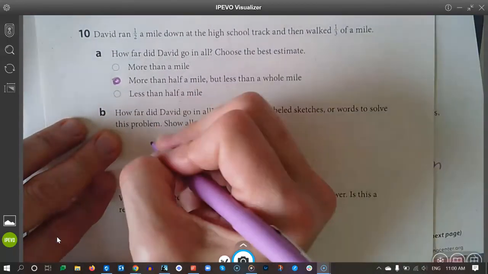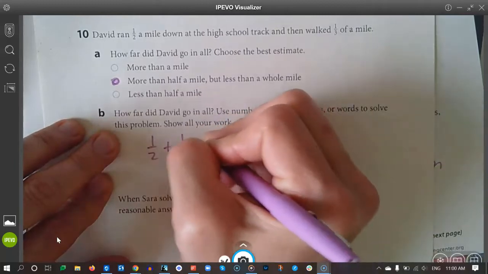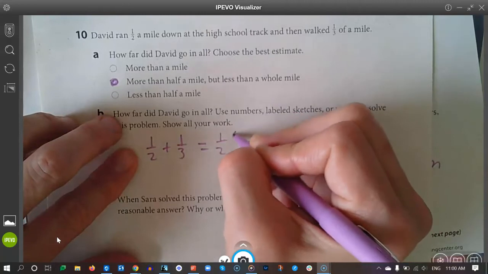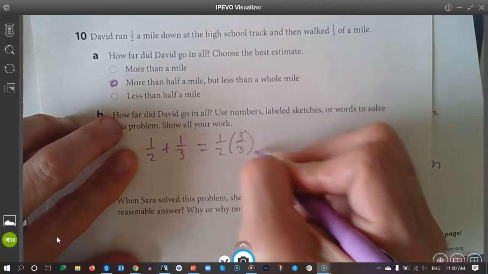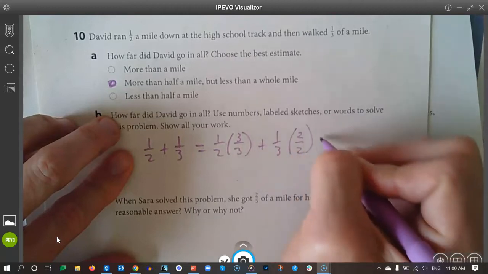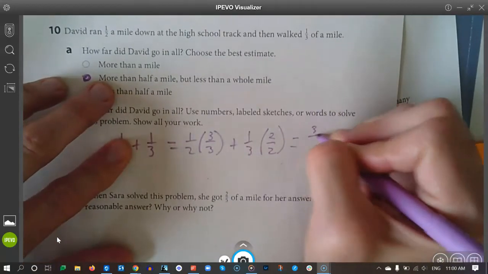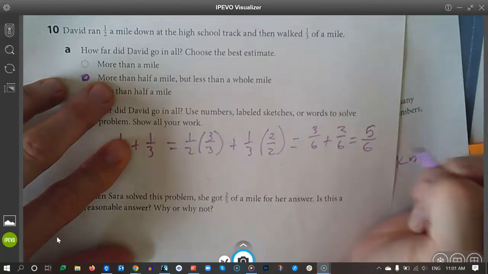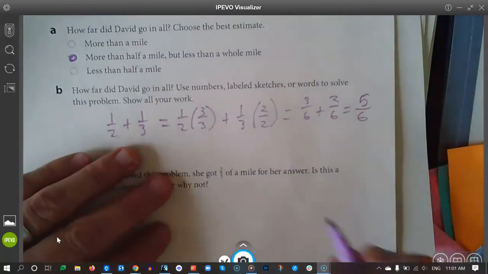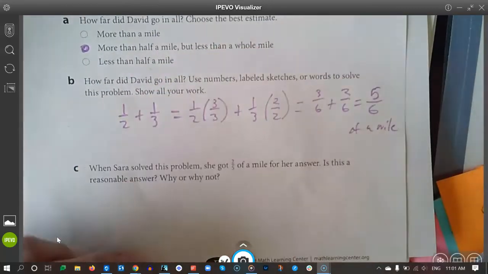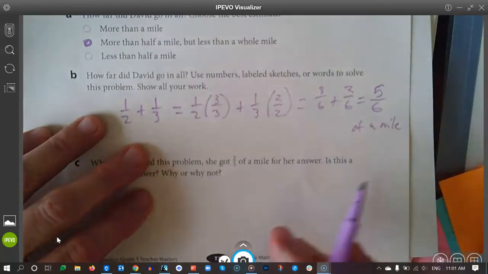How far did he go? All right, so we have 1/2 plus 1/3. So again, we're doing that to sixths. So that would be 3, 3, 2/2. So that equals 3/6 plus 2/6, which equals 5/6 of a mile. So that is more than a half, but less than a whole.